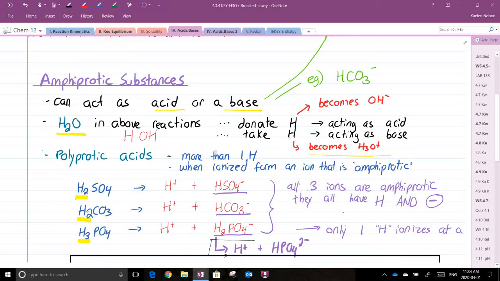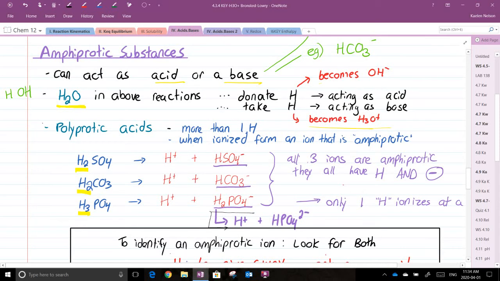Water is also an example of an amphiprotic ion. Water, most of you can remember, can be written as HOH. Okay, that gives us the opportunity for it to donate an H when it's acting as an acid, and it gives an opportunity to accept an H when it's acting as a base. This is another example of an amphiprotic substance.